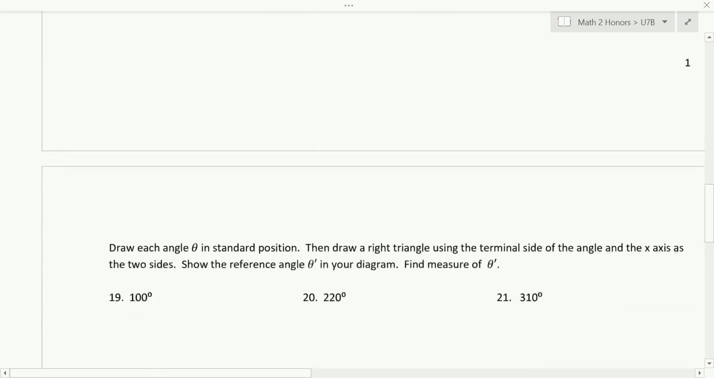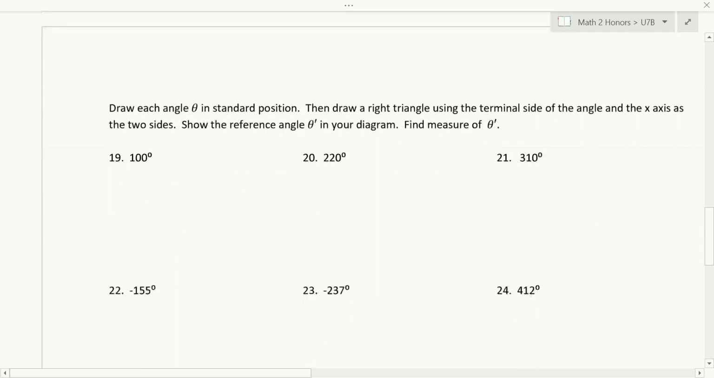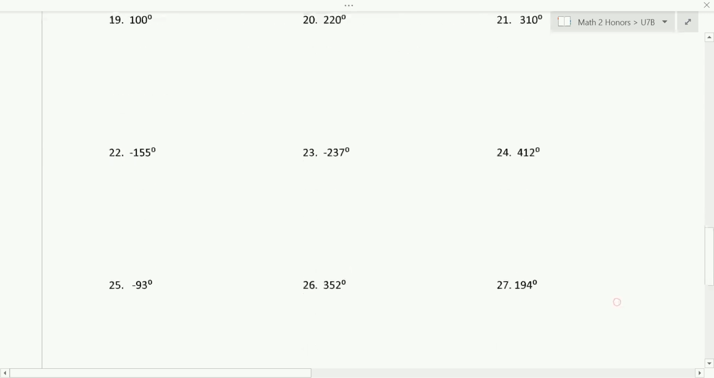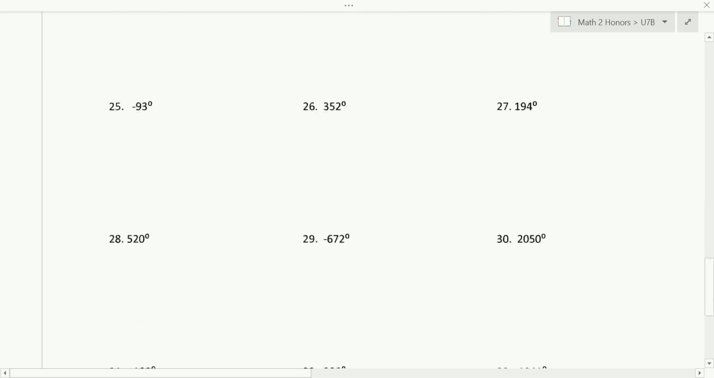And then on page 2, this is where you're going to do what we were just doing. You're going to draw the angle in standard position. You're going to draw the right triangle using the terminal side of the angle and the x-axis. And then you're going to show what the reference angle is in your diagram and find the measure of your reference angle. And so that's what your homework is, and I'm going to let you work on it now.